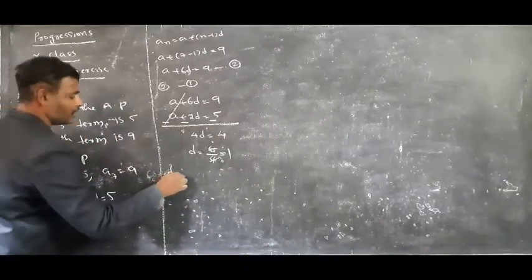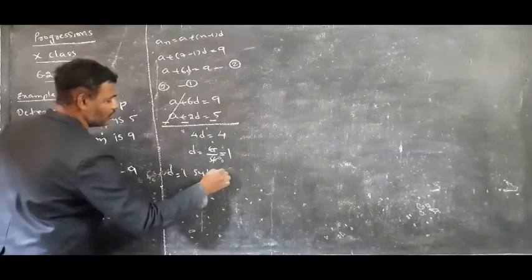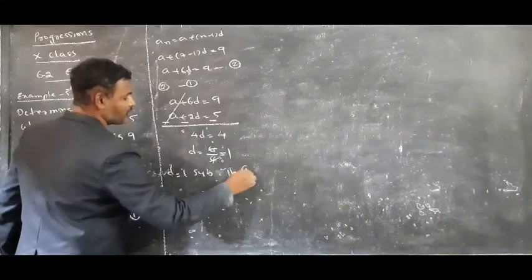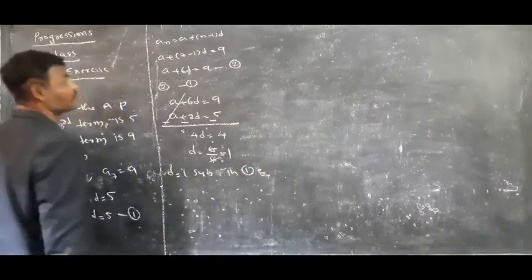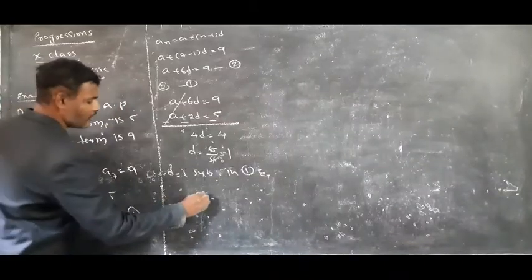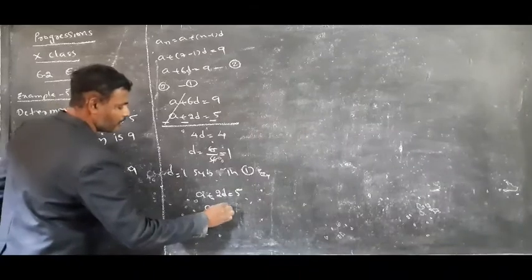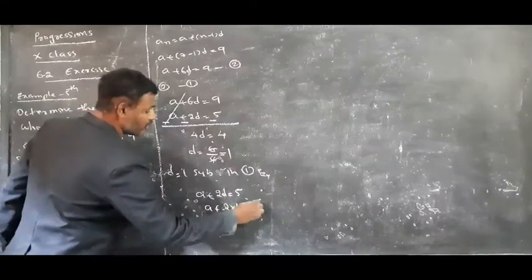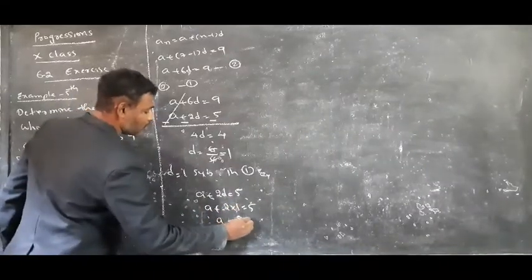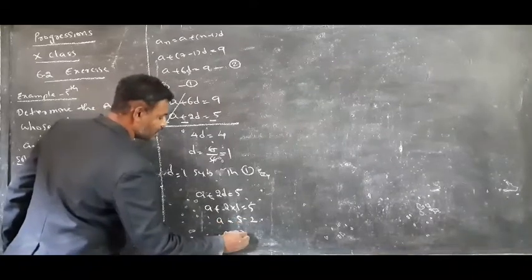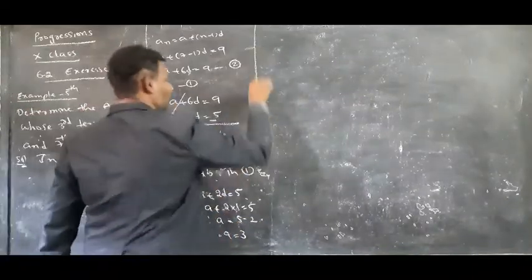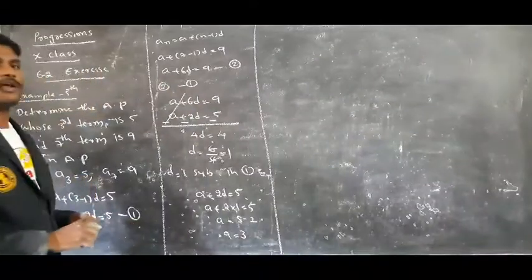Then after D is equal to 1, I am substituting in the first equation. What is the first equation here? A plus 2D is equal to 5. A plus 2 into 1 is equal to 5. A is equal to 5 minus 2. A is equal to 3. So now I know the value of A and also I know the value of D.